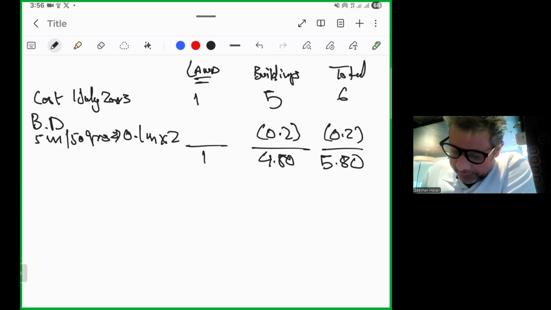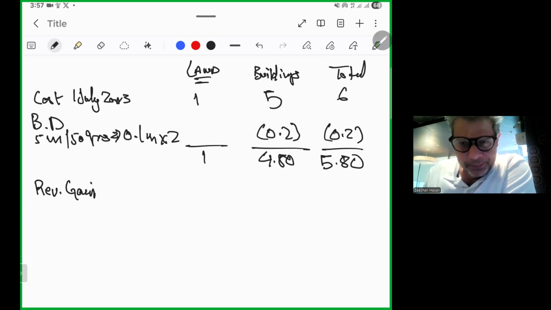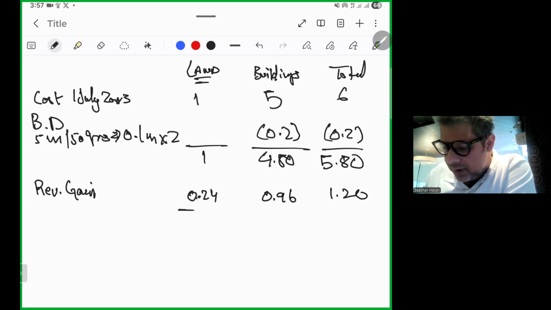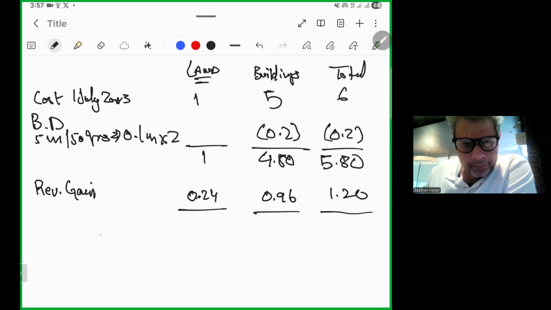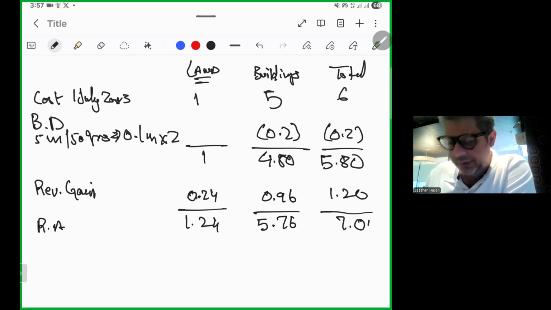Now we have the revaluation gain: 0.24, 0.96, and in total we got 1.20. Now what's the revalued amount? The revalued amount is 1.24, 5.76, and the total is 7.